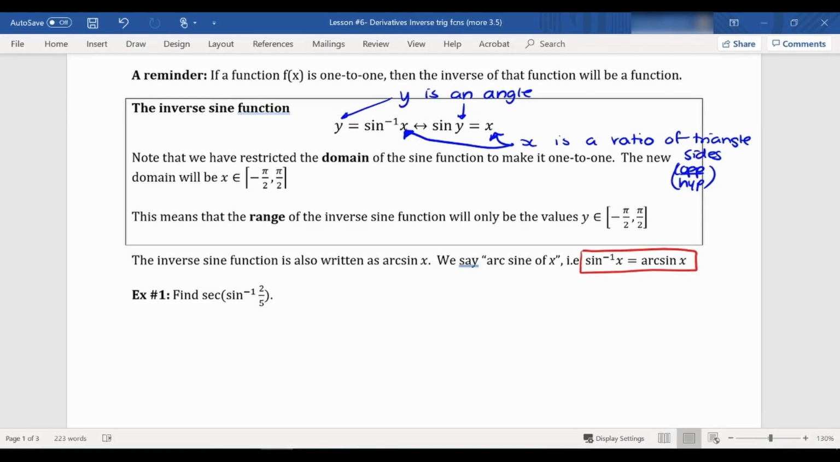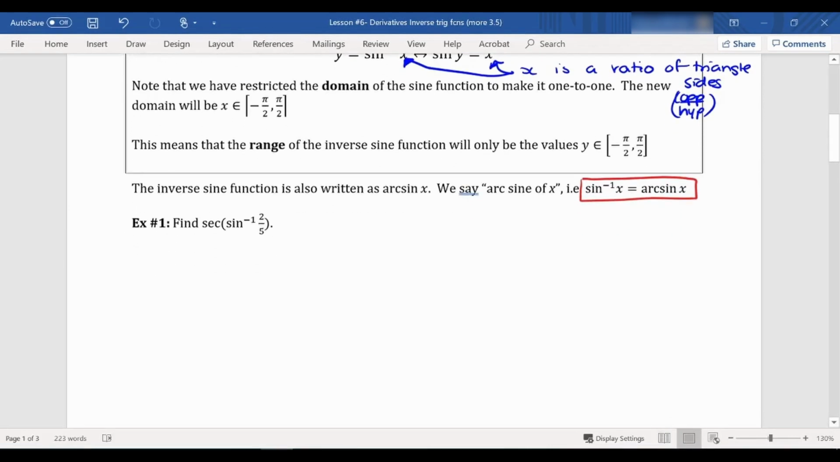For example, say I want to find secant of inverse sine of 2/5. Remember, if you're doing the inverse sine of a number, this is going to equal an angle.